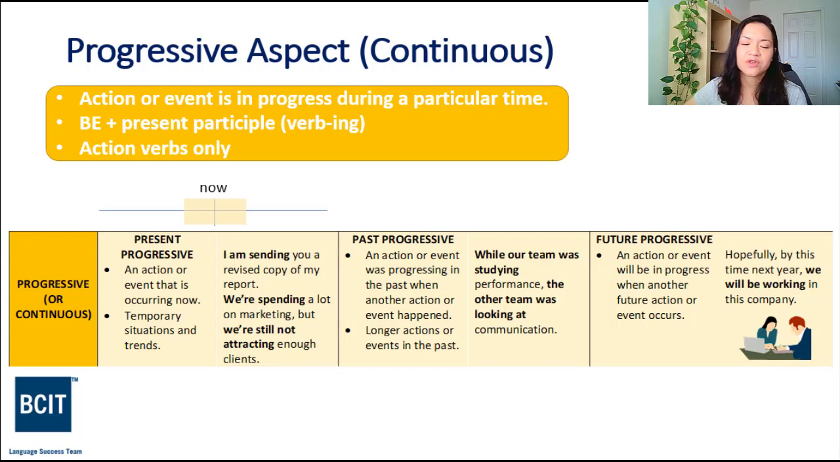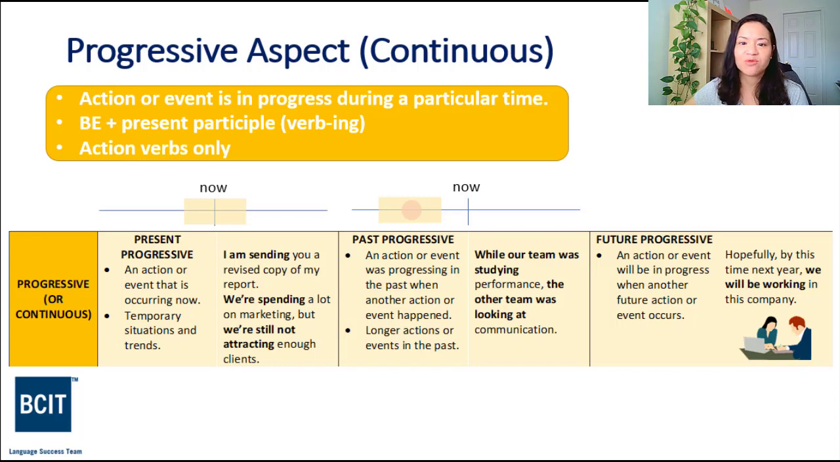We also use it for temporary situations and trends. We're spending a lot on marketing, but we're still not attracting enough clients. Next, past progressive. Here we'll take be and change it into the past before we add verb -ing. We use past progressive for an action or event in the past that was happening when another action or event happened. We also use it for longer actions or events in the past. While our team was studying performance, the other team was looking at communication.